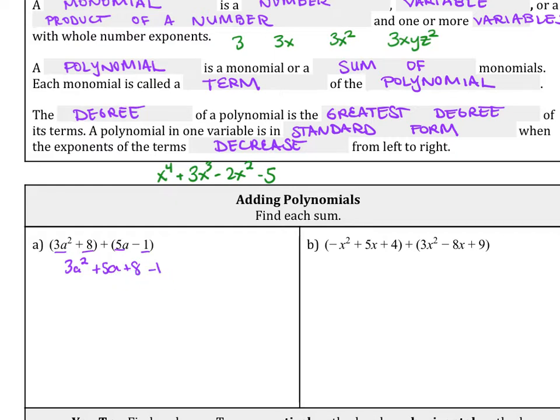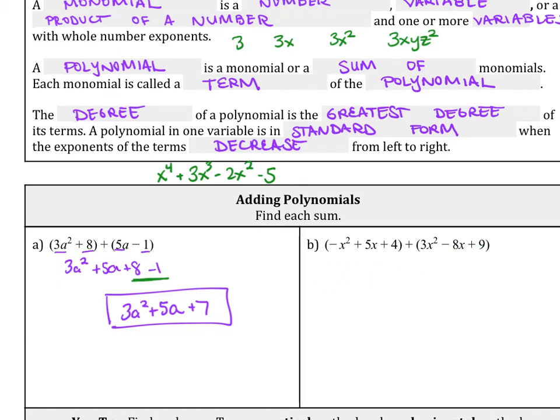Now let's combine like terms. We need to finish it out. So we have the constants here that we can add together. So this is 3a squared plus 5a, and 8 minus 1 is plus 7. This example here on the right, we have negative x squared plus 5x plus 4 plus 3x squared minus 8x plus 9. Now I'm going to add this in a different way.